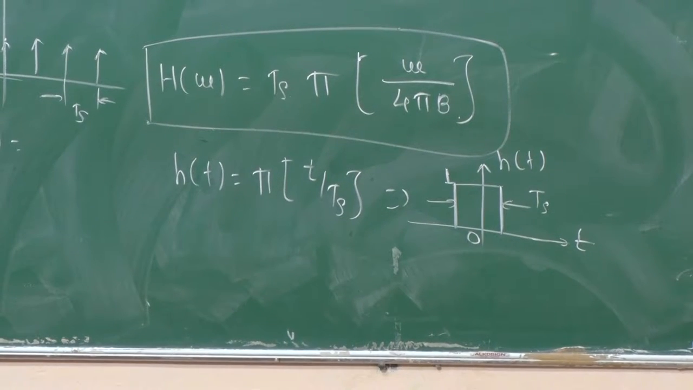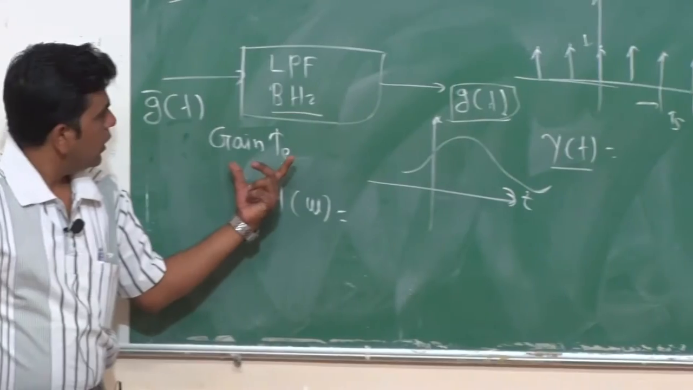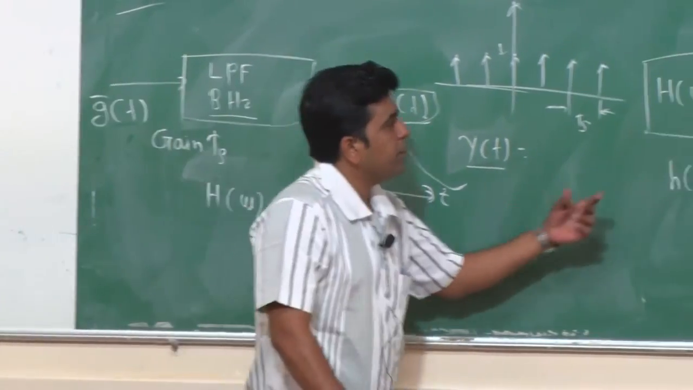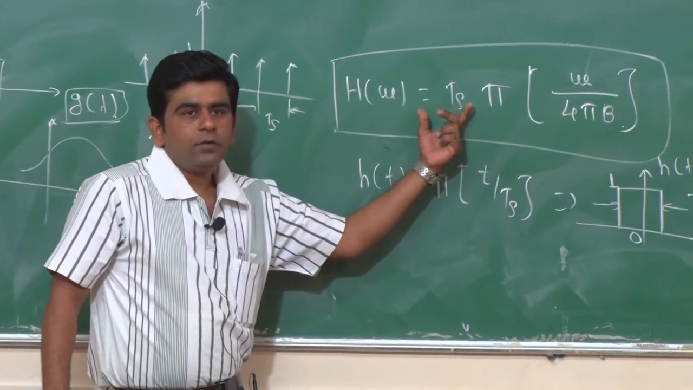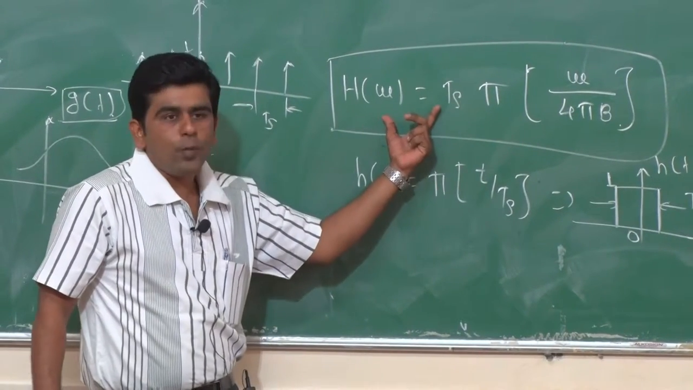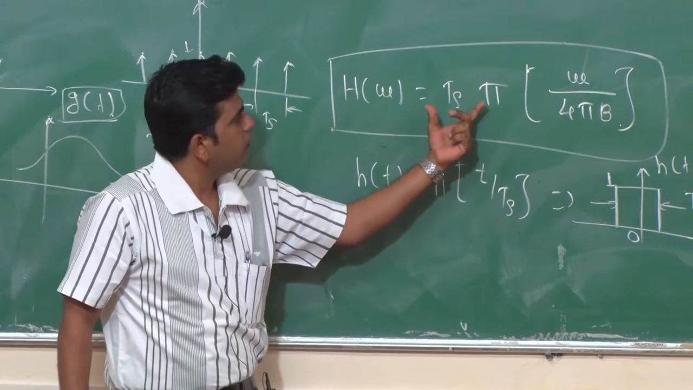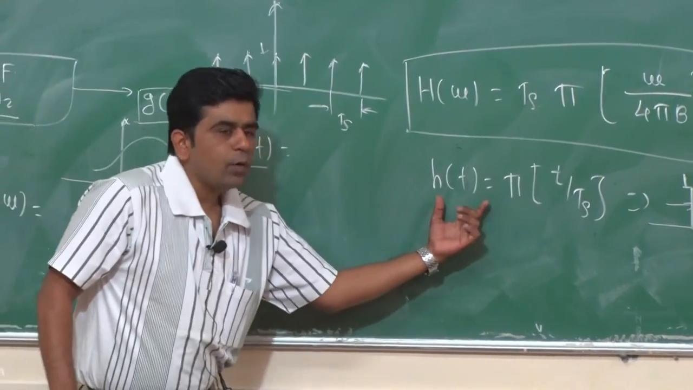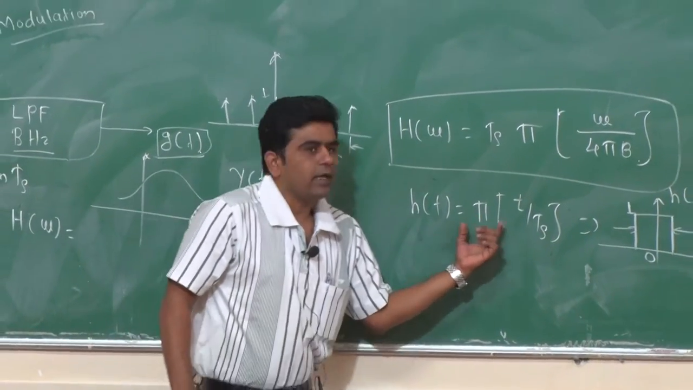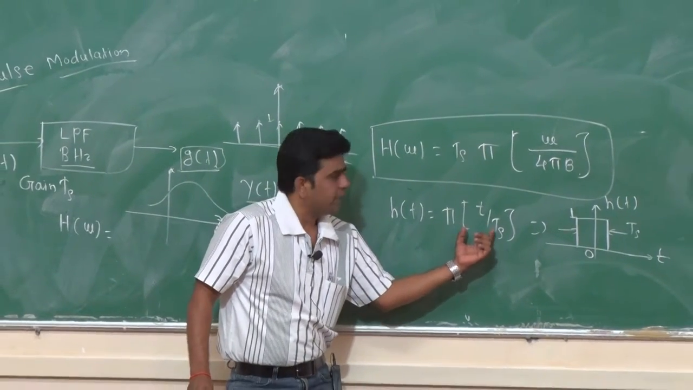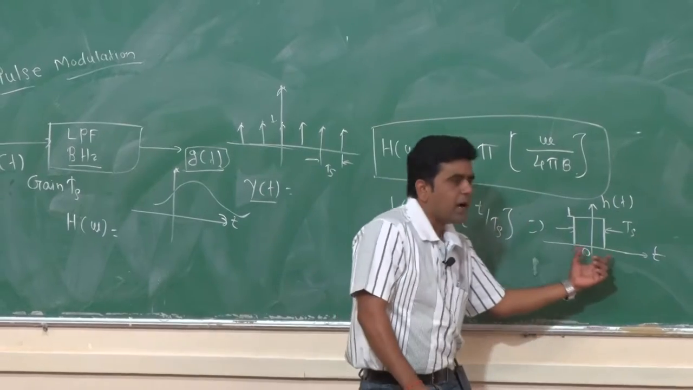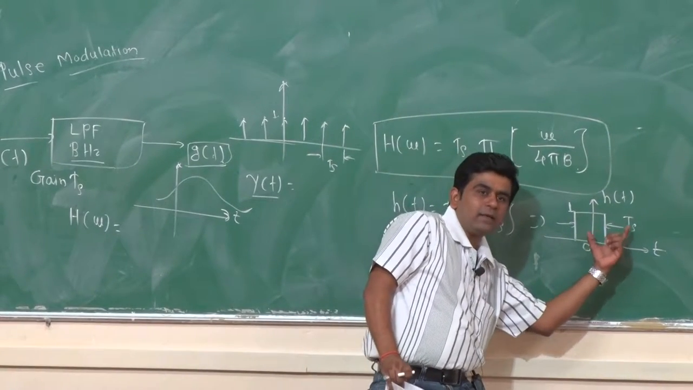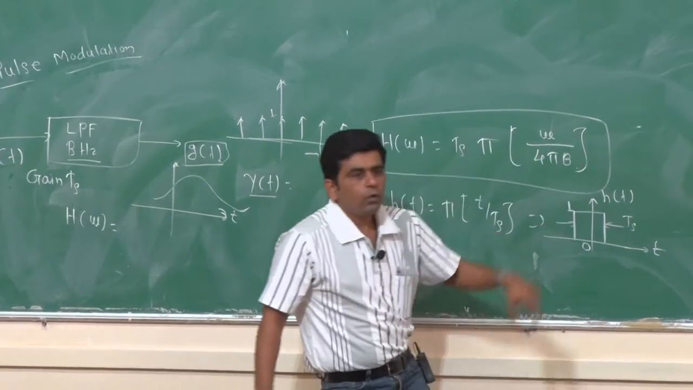A low pass filter whose bandwidth is capital B hertz, gain is capital Ts. It can be represented in frequency form, that is H of omega is equal to Ts into pi of omega divided by 4 pi B. Its time domain representation h of t is equal to pi of t by Ts. It is nothing but a rectangular pulse of width Ts and height 1.